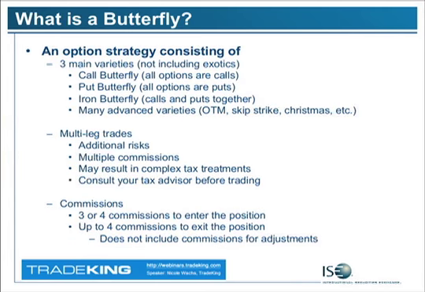As I mentioned, there's 3 varieties: call, put, and iron, but we're not going to get into the advanced items such as skip strike, Christmas, and so on. We're just going to talk about the straightforward butterfly. As I already mentioned, this is a multi-leg trade, so be aware of that, and this will generate several commissions. So just keep that in mind. All right, so let's continue.